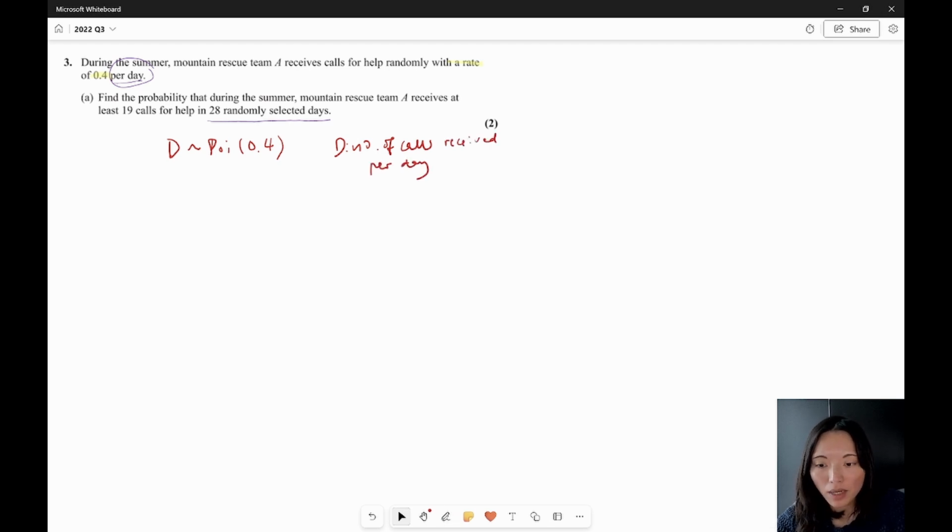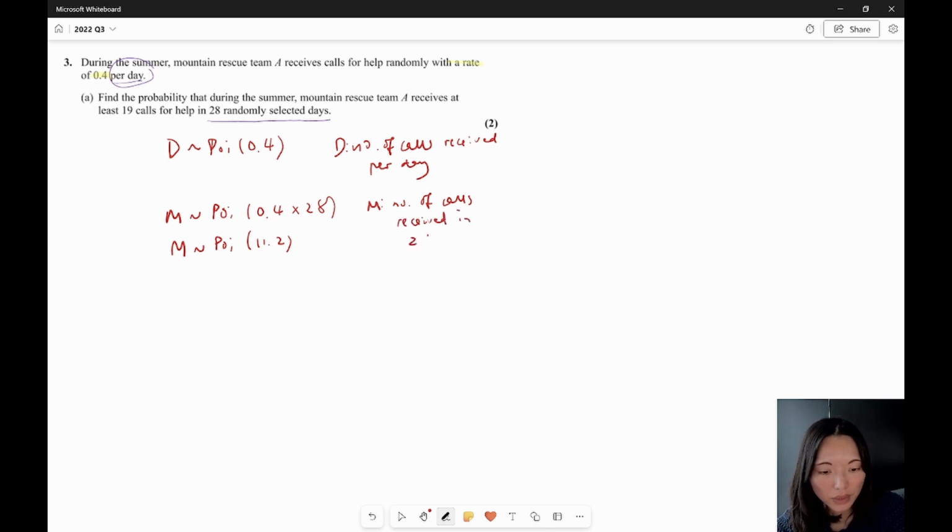Okay, what about 28 days? For a Poisson distribution, we can simply multiply the mean. So for 28 days, I'm going to call it M, approximately a month. M follows a Poisson distribution with mean 0.4 multiplied by 28, which means that the random variable M follows a Poisson distribution with mean 11.2. So M is the number of calls received in 28 days.